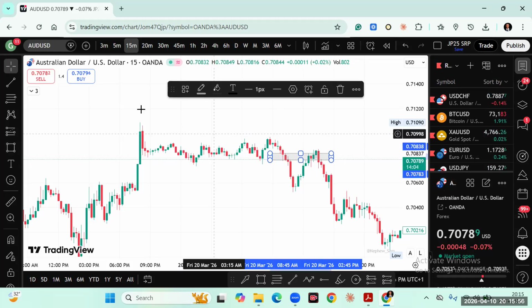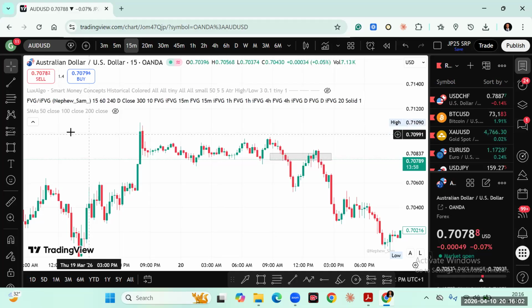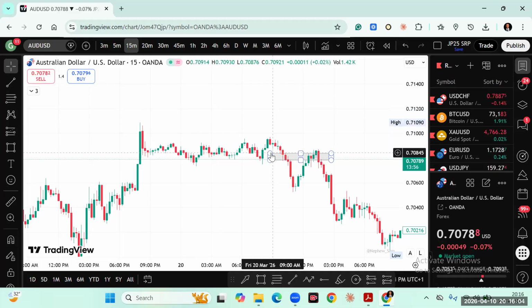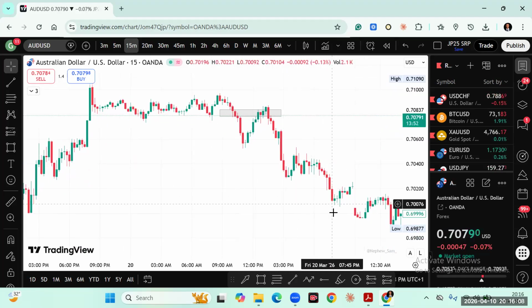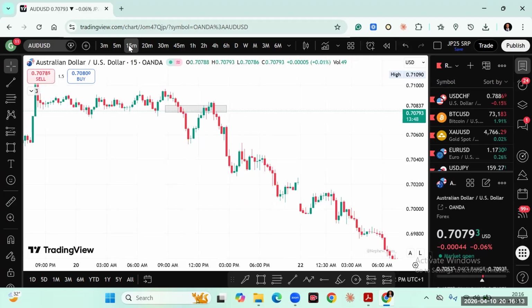If you are using this, you will see that by then there was a bearish fair value gap here, and that was what it used for 15 minutes, and it just kept selling. And this was when the war was happening.